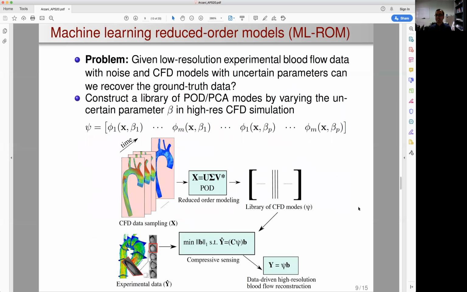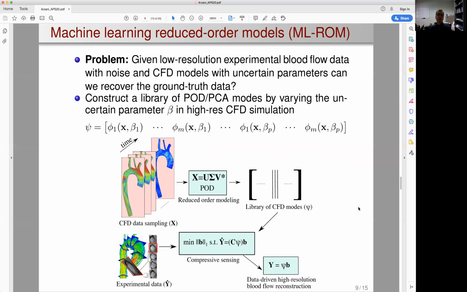Okay, so the second class of problems I'm going to talk about today are machine learning reduced order models. And the problem here is slightly different. So let's say we have low resolution experimental blood flow data, and we also have noise in our experimental data. And on the other side, we also have high resolution CFD models. But the problem with our CFD models is that they suffer from uncertainty in parameters. Can we use all of these tools that we have to produce higher fidelity data?